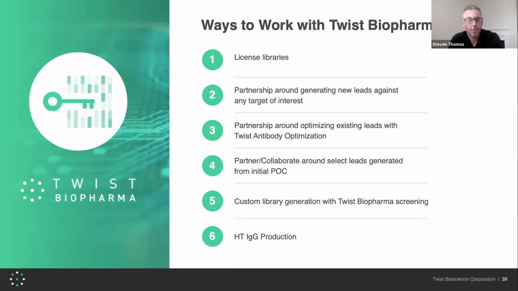Of course, we can also build custom libraries. So if you have a library design in mind that you would like us to build and pan against your target of interest, we'd be happy to do that as well. And then high-throughput IgG production. So if you have a set of antibodies that you would like to characterize, we can very quickly synthesize the DNA, transfect HEK cells, and deliver an antibody product to you.